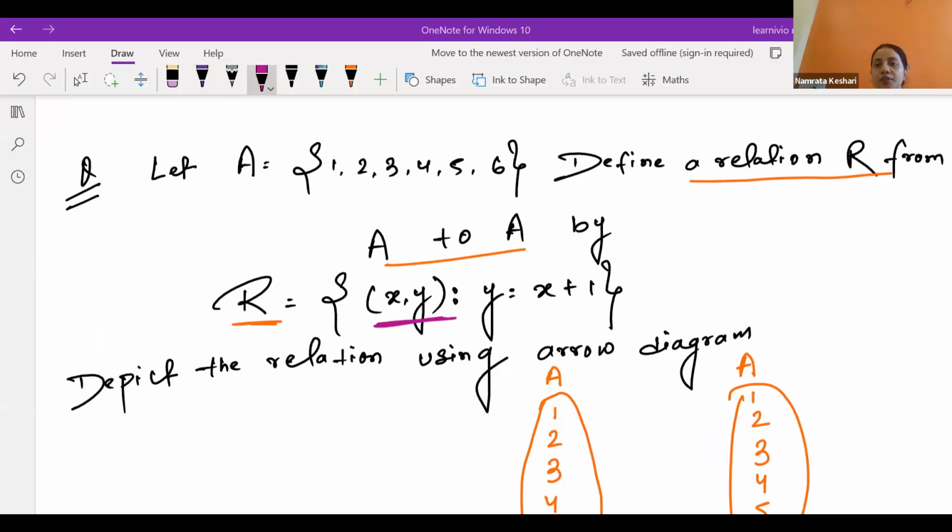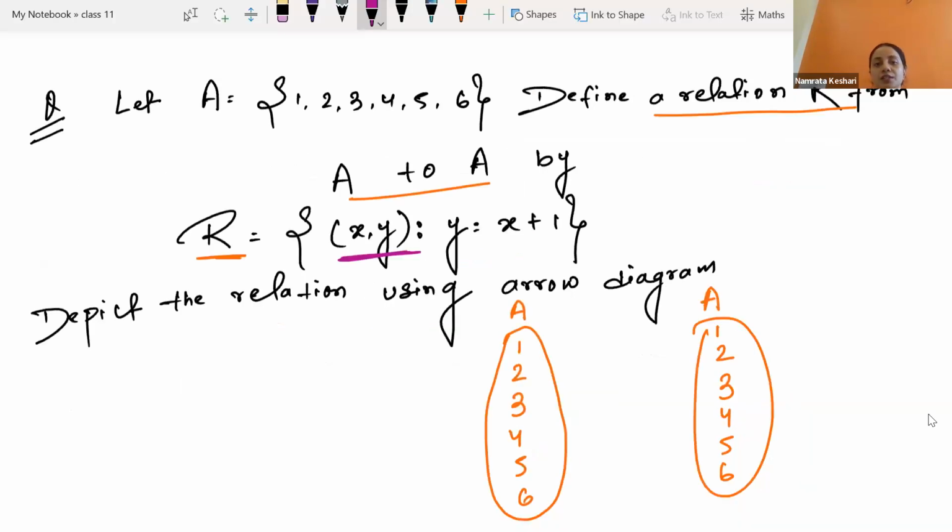We have already done this question and we have represented the arrow diagram. Here the arrow diagram will look like this. We have to take all ordered pairs (x, y) such that y is equal to x plus 1. So if we take x as 1, y will be 1 plus 1, that is 2, right? If we take x as 2, we will get y as 3.